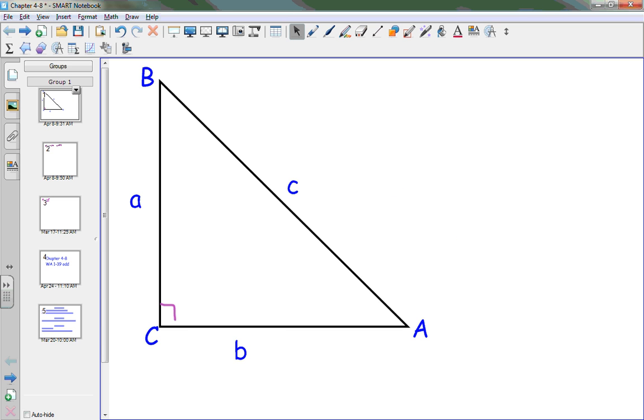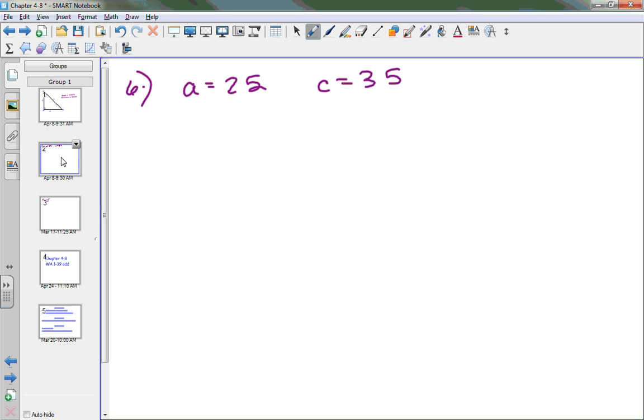And where does c go, which is the hypotenuse? It goes across from the right angle. Do we all understand that, yes or no? So caps are angles, not angels. And the lowercase are your sides. Okay?